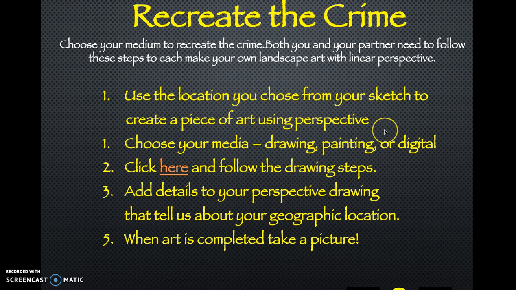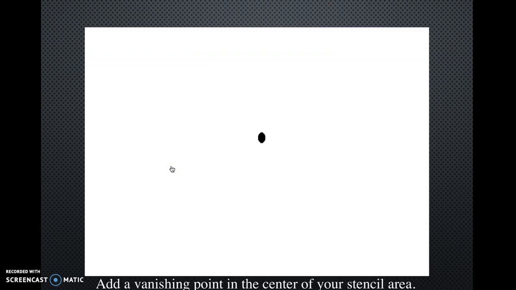So then it goes to recreating the crime of the missing vanishing point. And for those of you who are not familiar with perspective vernacular, a vanishing point is the farthest point away in the distance where you can no longer see, where the converging lines come together and vanish, basically. So they were going to start using the sketch that they had created in their visual verbal journals. They could choose whatever media they wanted to create their piece of art in, drawings, paintings, or digital. There was an embedded tutorial that would show them step by step.